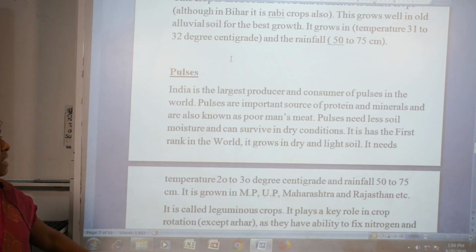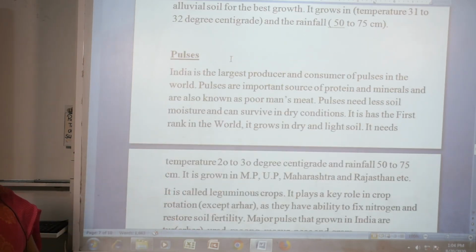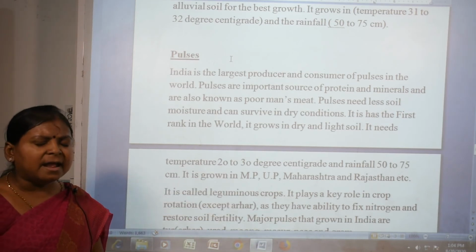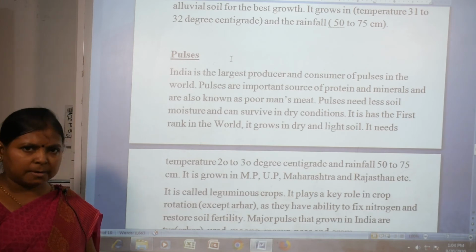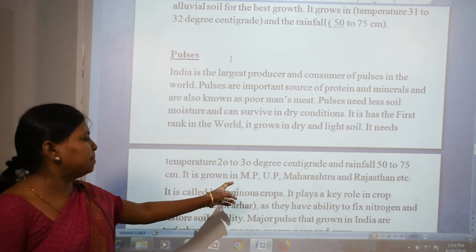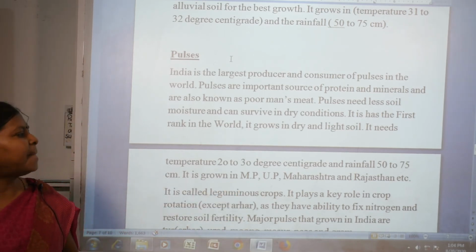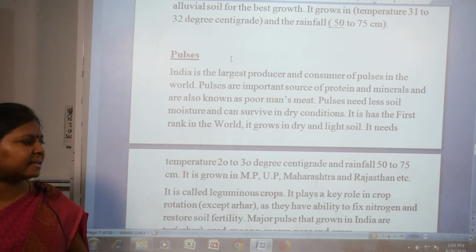Do you know? It needs temperature near about 20 to 30 degrees centigrade and rainfall of 50 to 75 centimeter. Where do we grow this? Mostly Madhya Pradesh, Uttar Pradesh, Maharashtra and Rajasthan, etc.